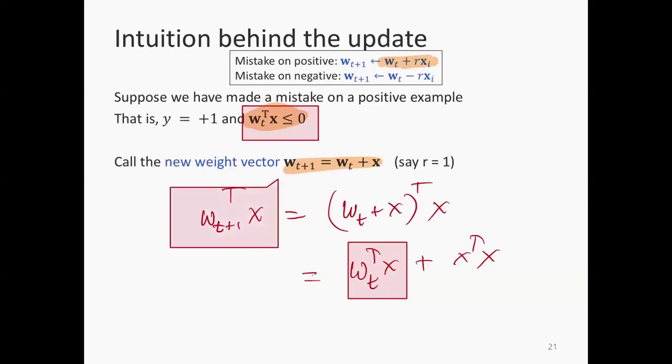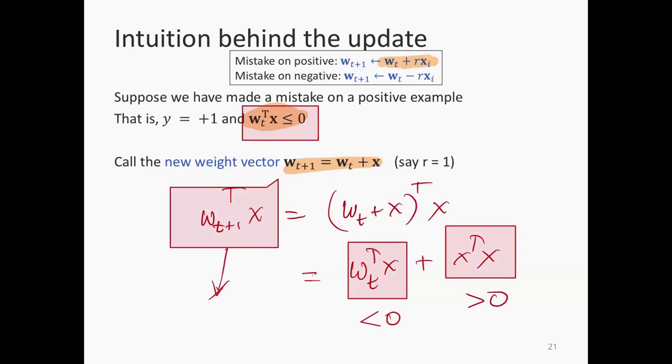Maybe it will, but look at X transpose X. X transpose X is like X squared. It's a positive number. So you started off with something that was negative, and you're adding something that's positive. So after the update, W_{t+1} transpose X is less negative. It may even be positive. So you've made progress.